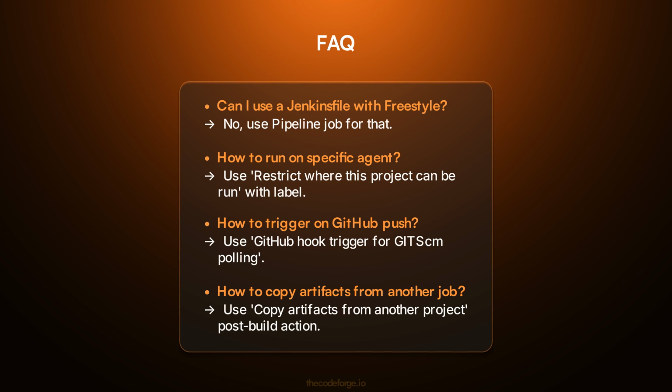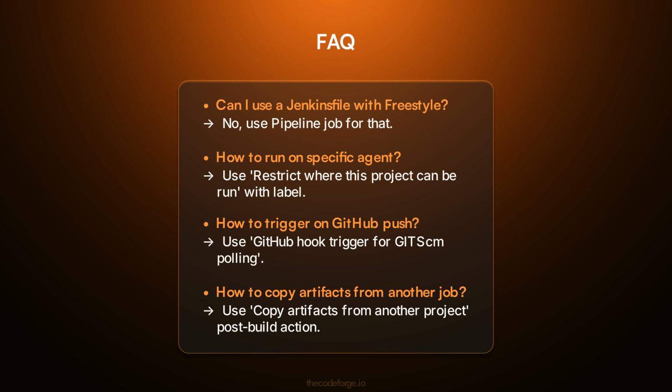And a few frequently asked questions. Can I use a Jenkinsfile with Freestyle? No, use a pipeline job for that. How to run on a specific agent? Use restrict where this project can be run with a label.